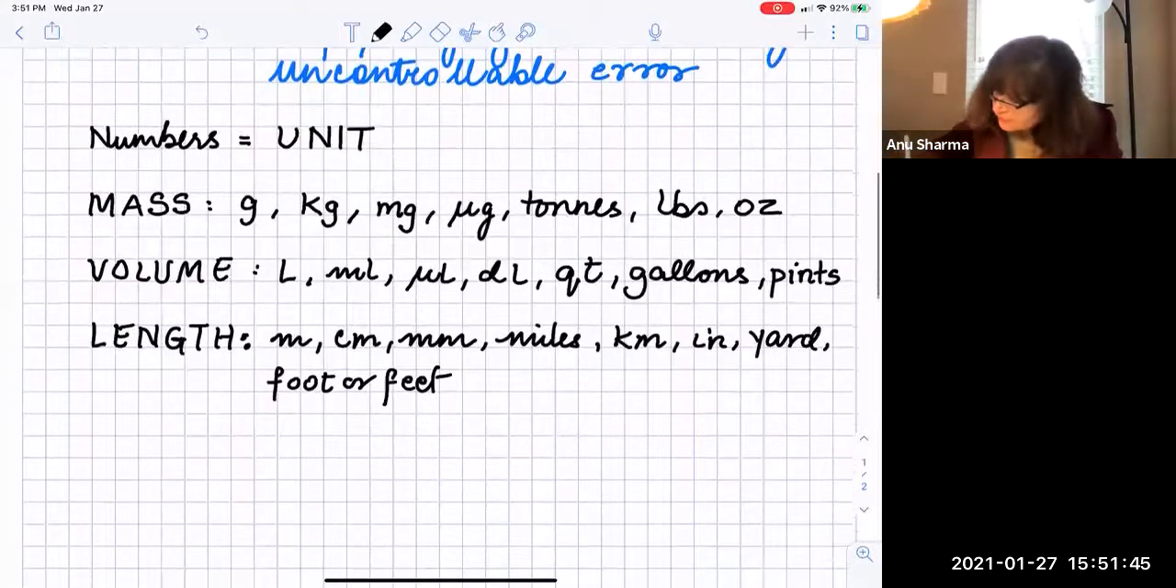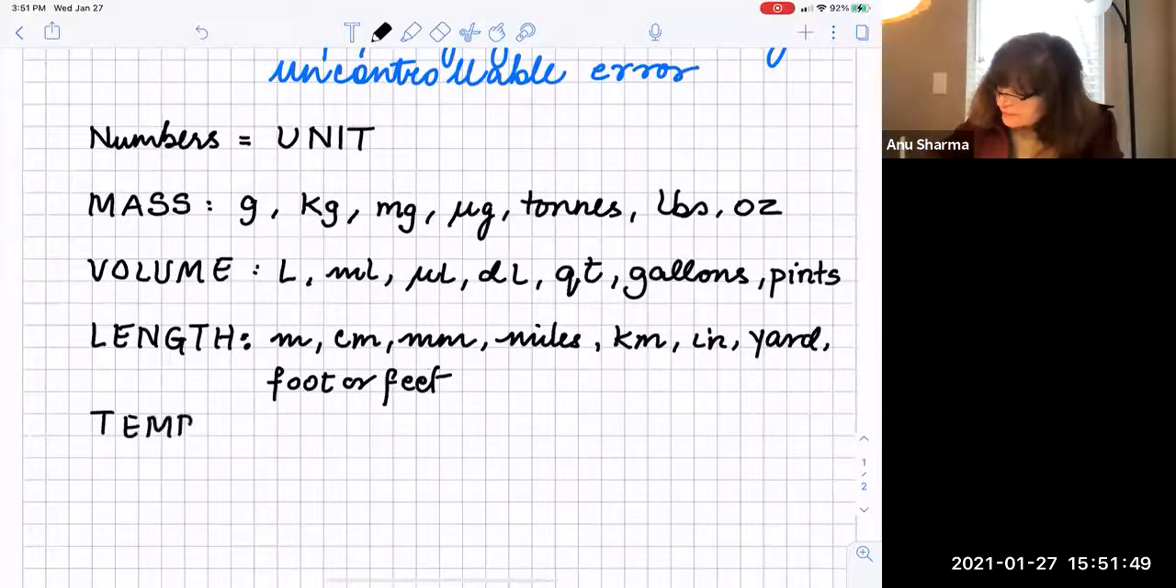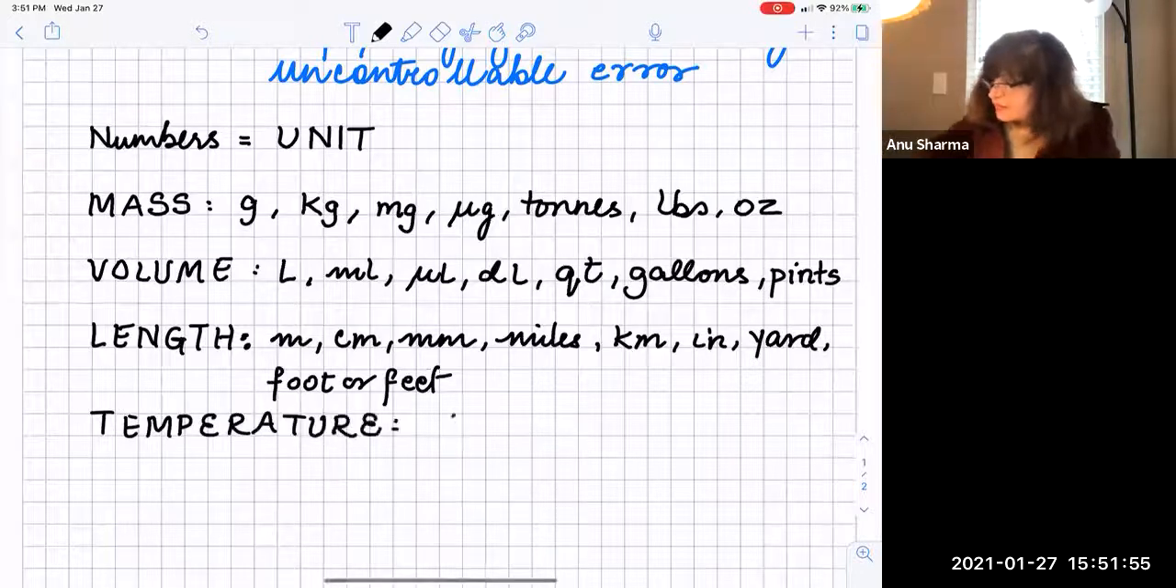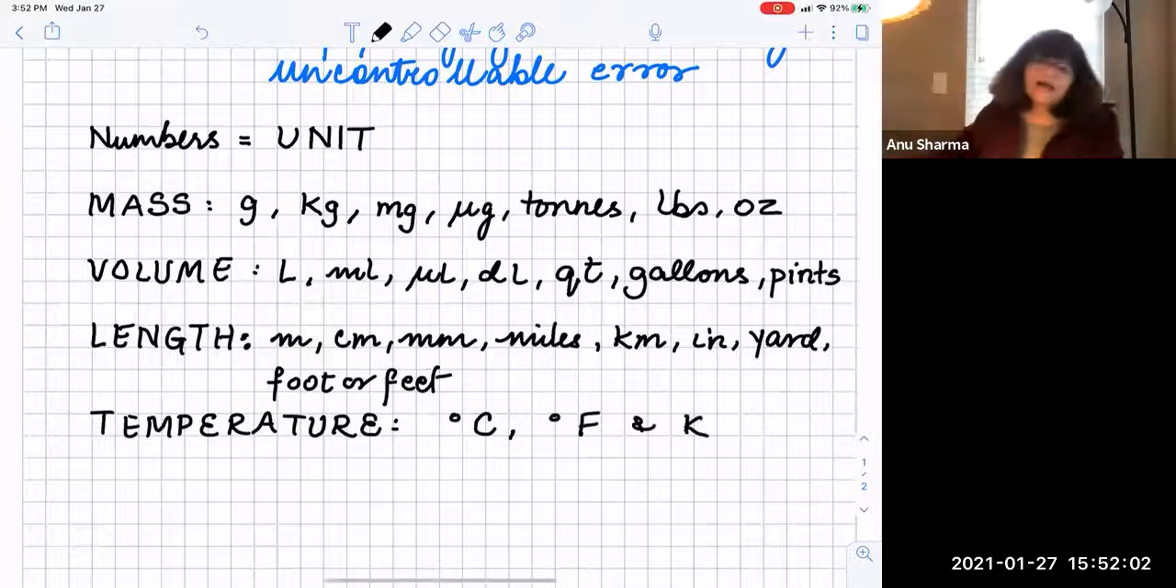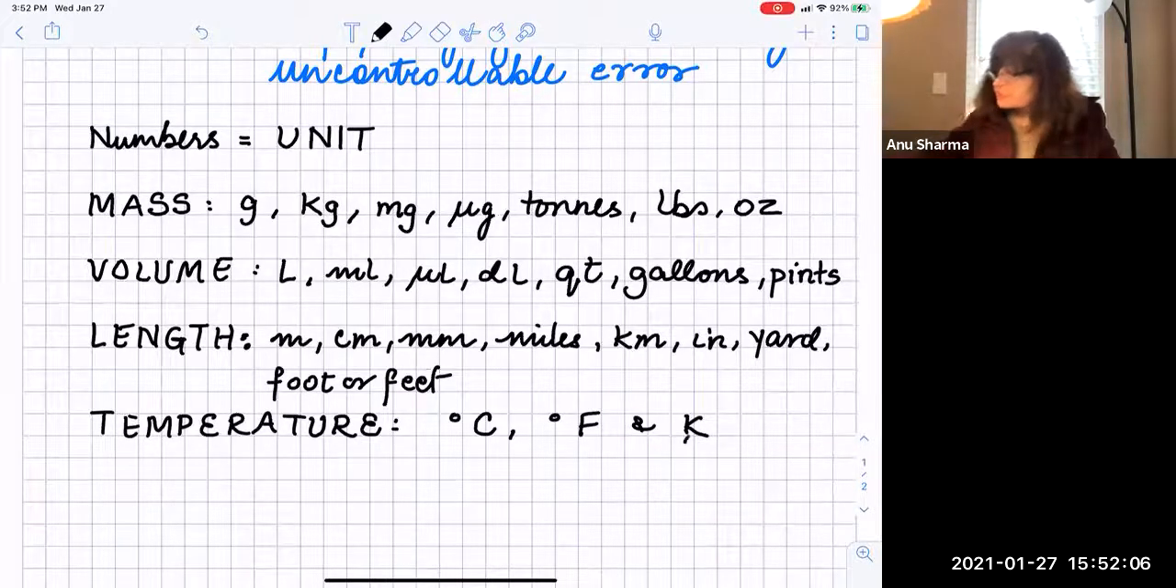And let's do one for temperature. Kelvin. Very good. Fahrenheit and Celsius. Degree Celsius, degree Fahrenheit, and Kelvin. I don't know why for Kelvin we don't put a degree sign, but for the other two we do. But that's what it is.